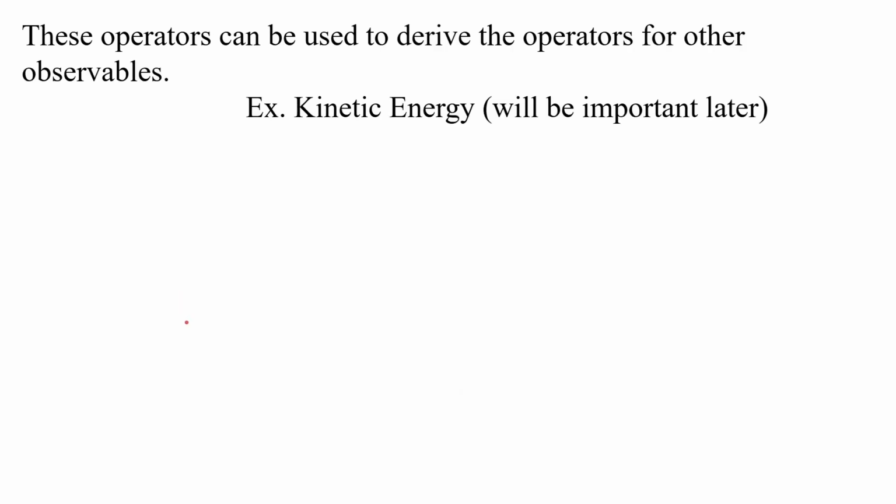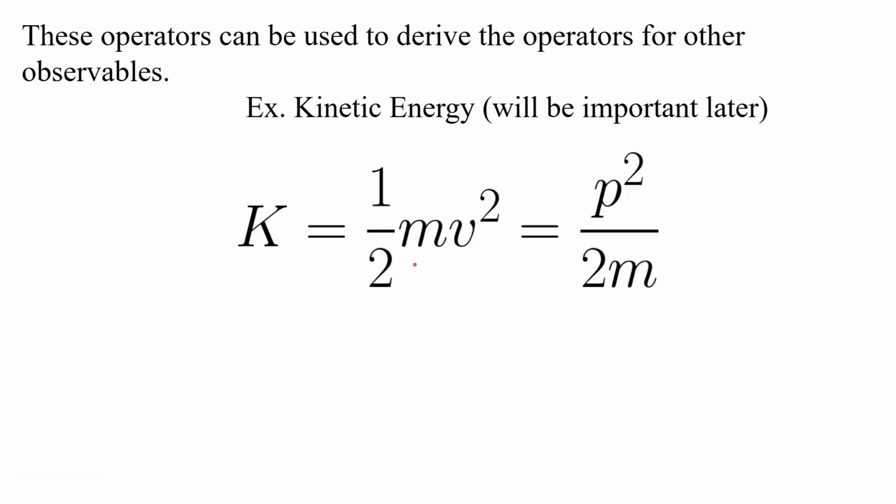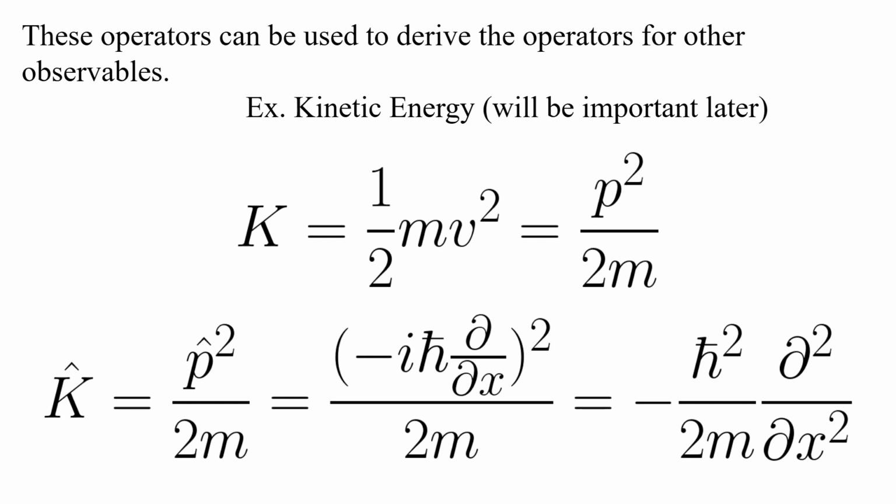You can use these two operators with your classical mechanics knowledge to basically get whatever other observable you want. So let's take, for example, kinetic energy, which is, again, going to be important later. Kinetic energy, as you know from your classical physics courses, is 1/2 mv squared. And if you wanted to change that to momentum, momentum is just more frequently used in quantum mechanics. That's going to be p squared over 2m. Following? Okay, so if you wanted to then find the kinetic energy operator, k hat, that's going to be the momentum operator squared over 2m.